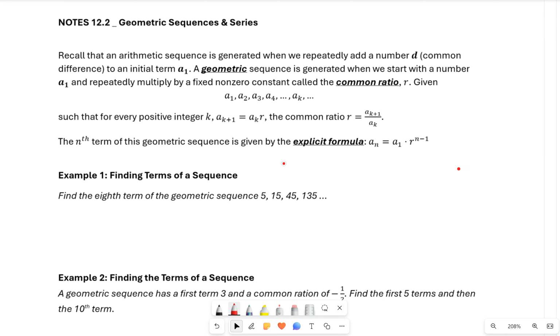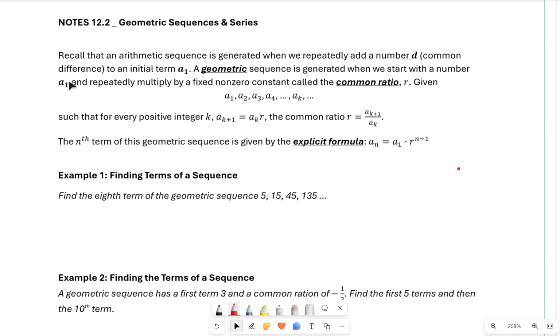Lesson 12-2, Geometric Sequences and Series. We just completed Lesson 12.1 on arithmetic sequences. An arithmetic sequence is generated when we repeatedly add a number d, known as the common difference, to an initial term a1. We are now going to take a look at what geometric sequences do.